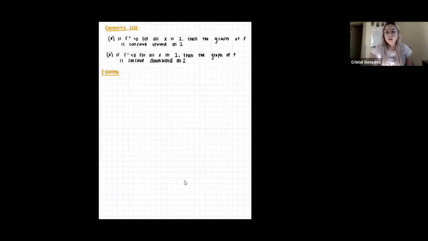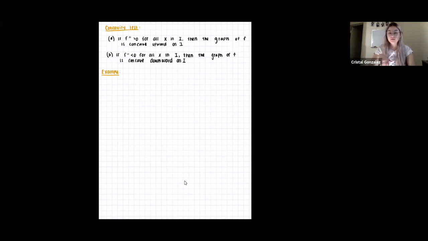Okay, so now we're going to talk about how we are going to test for concavity. Testing for concavity is very similar to the way that we did the first derivative test, where we took the derivative, set it equal to 0, and then tested those intervals to see if they were positive or negative, and that told us whether they were increasing or decreasing. For the concavity test, instead of doing it on the first derivative, we will be doing it on the second derivative.